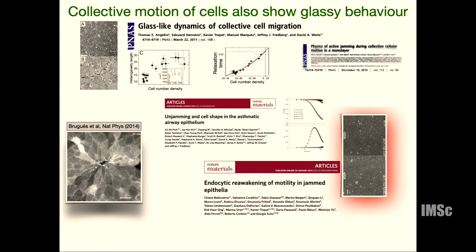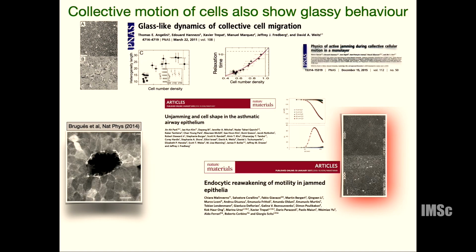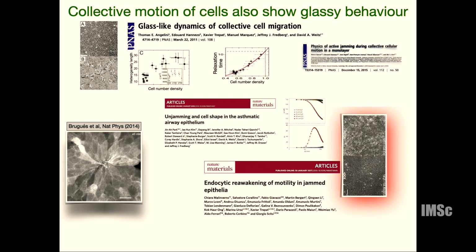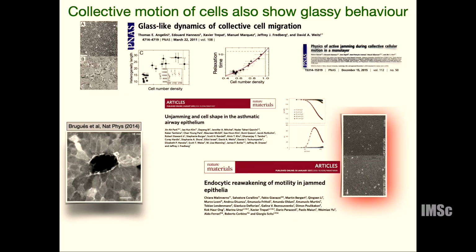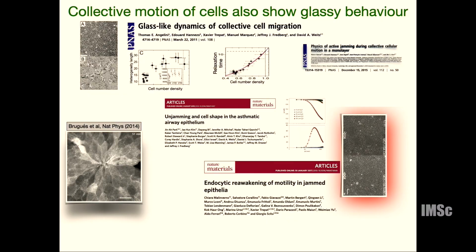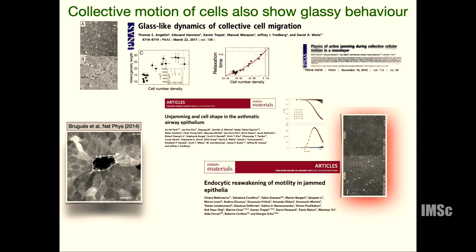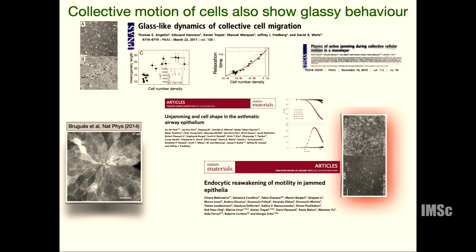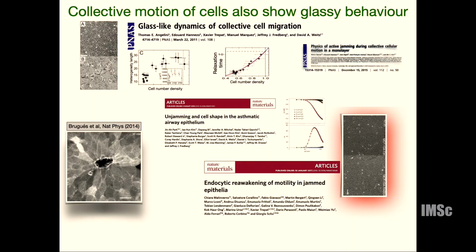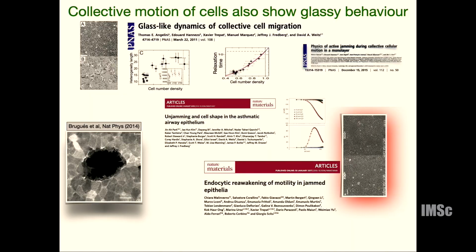And this is the third type of example, the collective motion of cells. This is typically on a monolayer of cells, known as an epithelial monolayer. And this type of dynamics, the glassy dynamics, is crucial for several biological processes such as wound healing, cancer progression, development, etc., where they again showed some glassy characteristics.